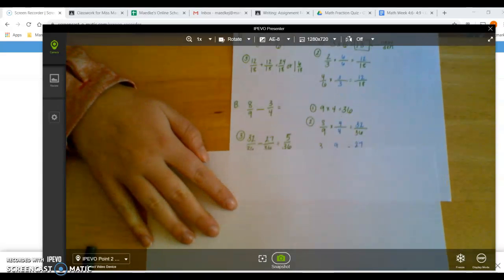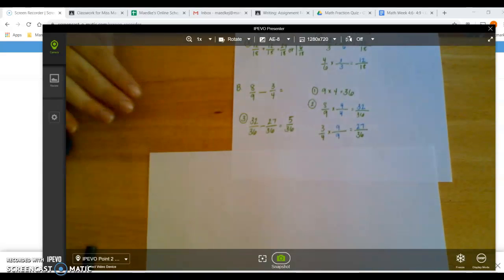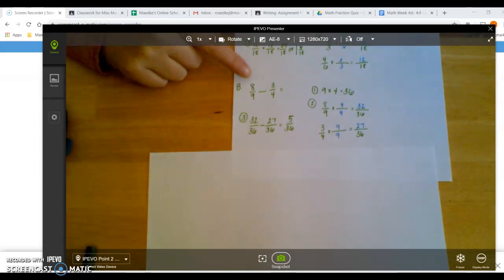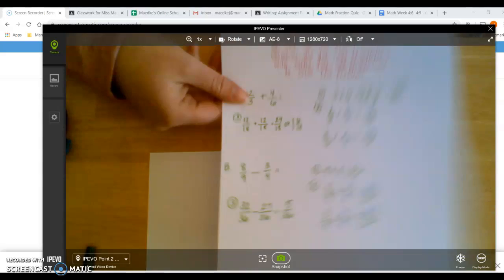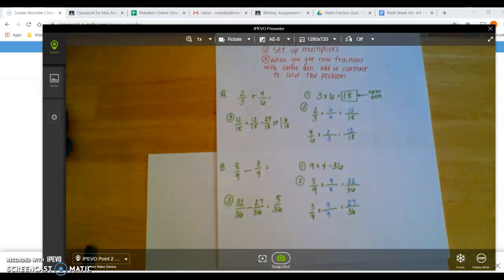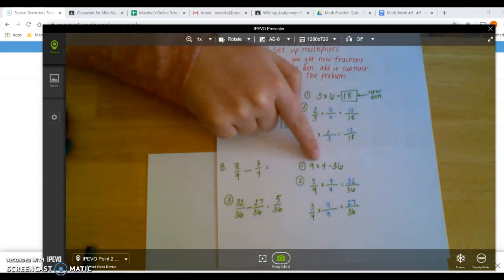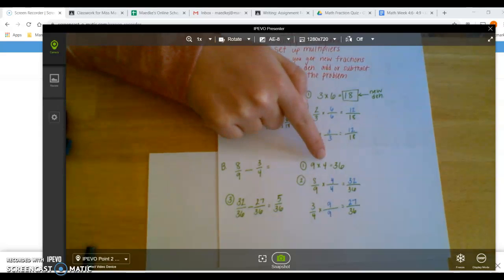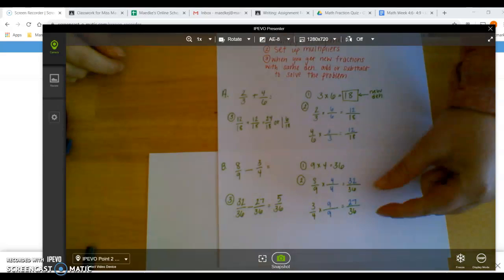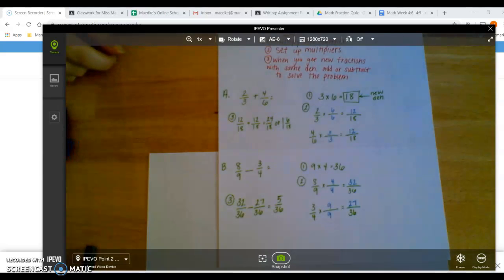Here's our next problem. We have 8/9 minus 3/4. So if we look at this, we know we can't subtract because 9 and 4 are two different denominators that we have. So we multiply them together. Step 1, 9 times 4 gets 36. That is our new denominator. Right here, set up our multipliers.